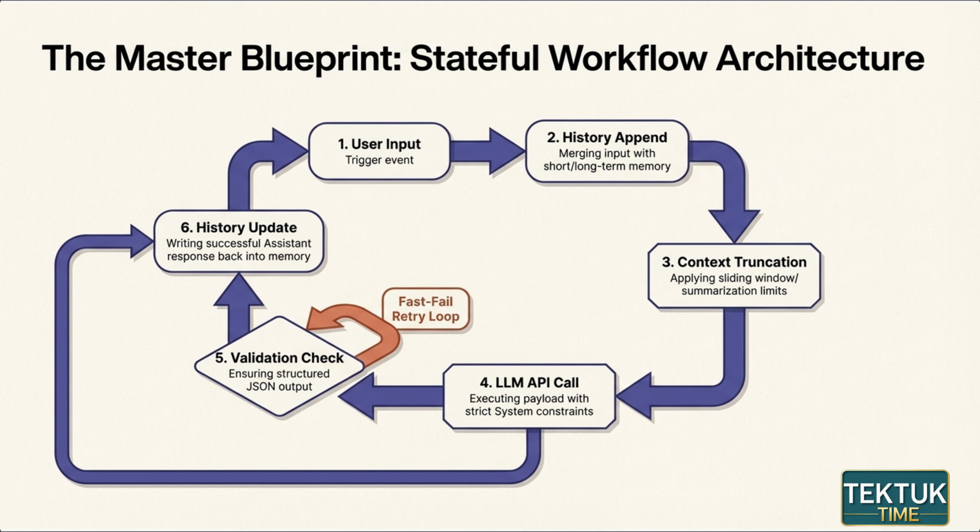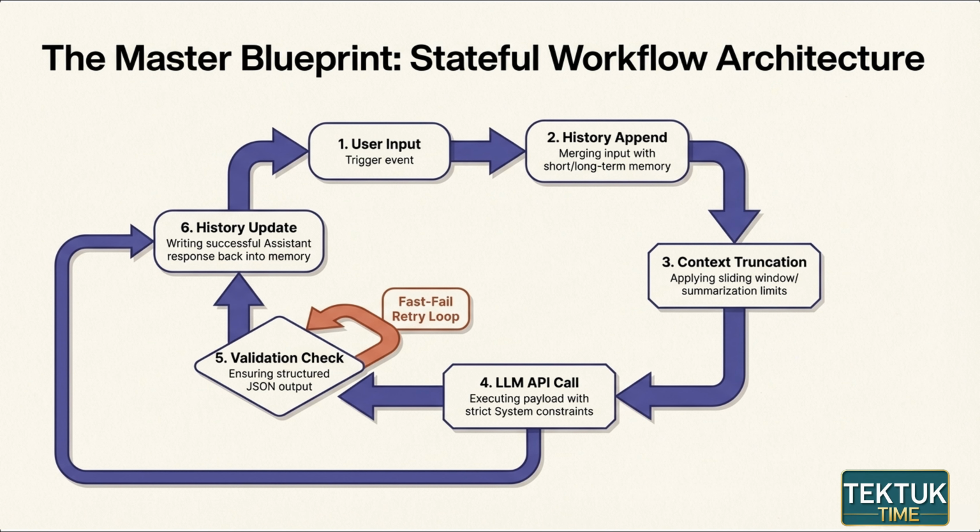Step 2, we execute the history append, merging that new input with our short and long-term memory stores. Step 3, we apply context truncation to make sure we stay perfectly under that strict token limit. Step 4, the API call actually executes with our strict architect constraints. Step 5, the validation check runs our fast fail loop to guarantee we got that structured JSON output. And finally, step 6, we write the successful response right back into memory, perfectly primed and ready for the next cycle.